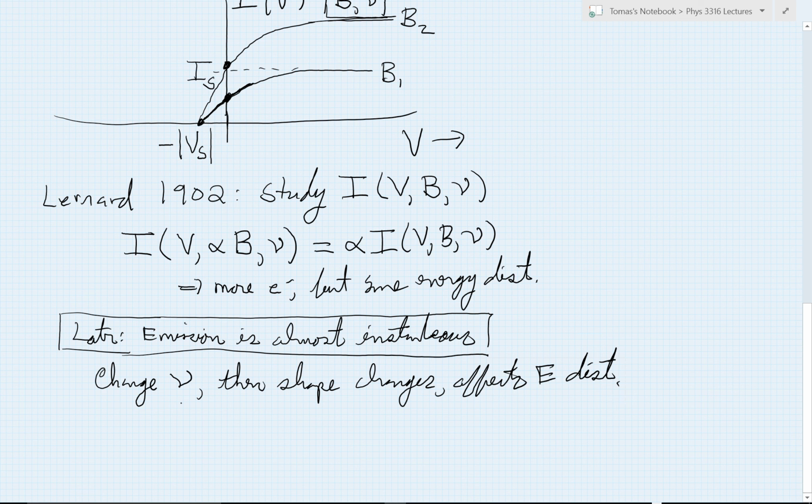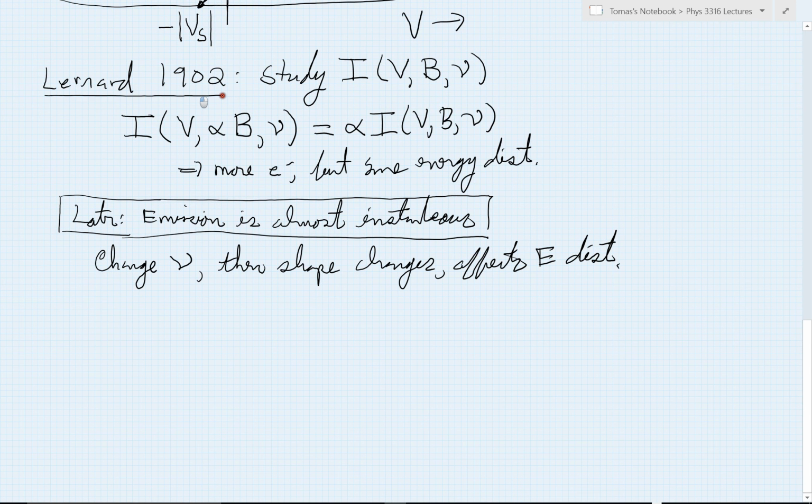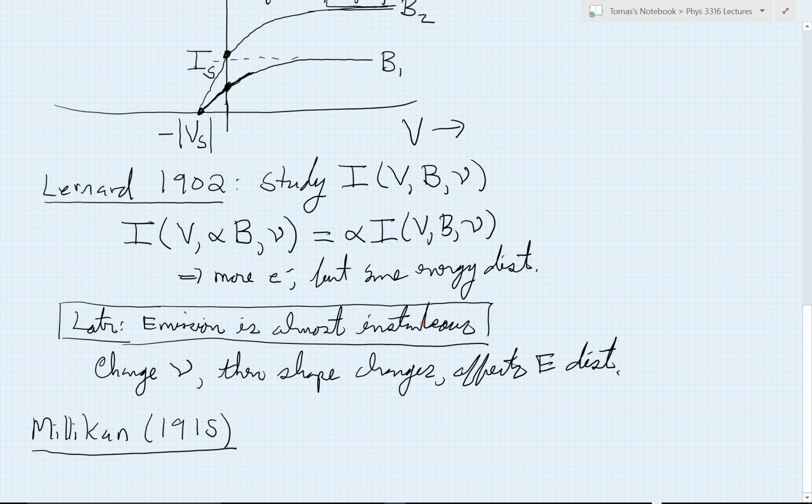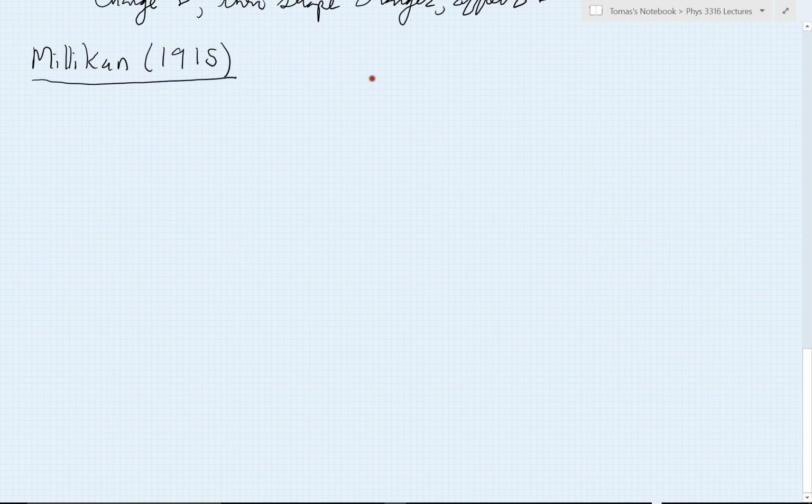Now, the person who did the definitive experiment on this shape change was Millikan. And Millikan, this is our famous Millikan, he did these measurements in 1915. And this actually was so important that this was the second half of his Nobel Prize. What he did to think about that shape change is he focused in particular on this stopping potential. And he made a detailed study of how that stopping potential depends upon the frequency of the light.